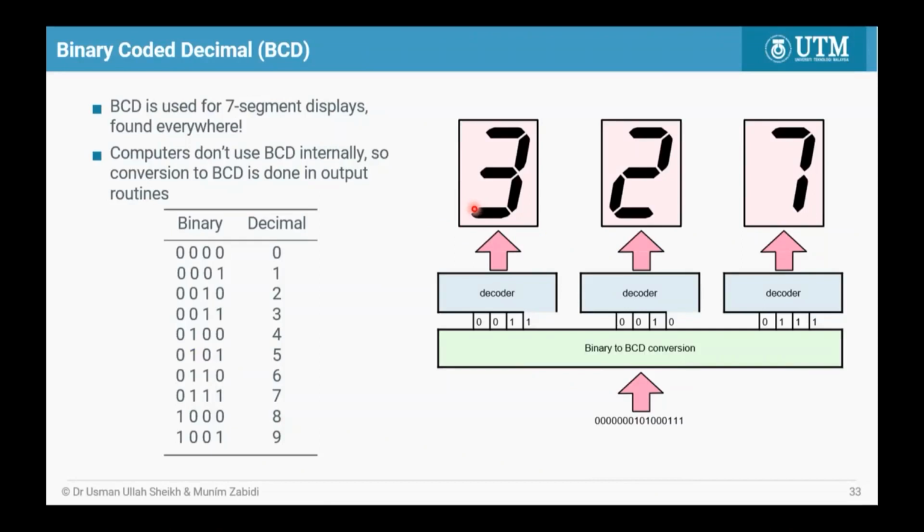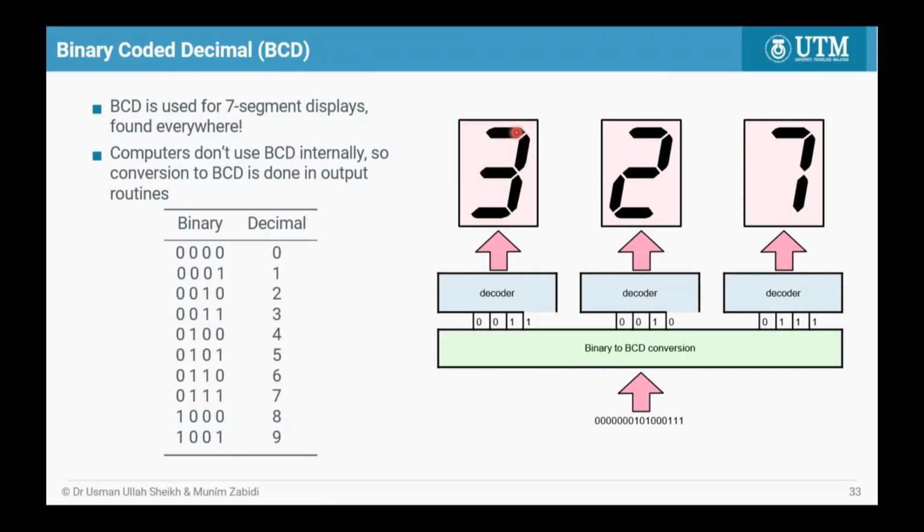you can find it in your digital watch, or in a billboard, where some of them use a 7-segment display, before they were using LEDs. And in the old car, you can find the 7-segment display to display the temperature, either high or low, or on the clock inside the car as well. Actually, the computer doesn't use the BCD internally, so the conversion to BCD is done in the output routine. This binary code decimal is used to display the numbers or sometimes the alphabetical characters in the 7-segment.